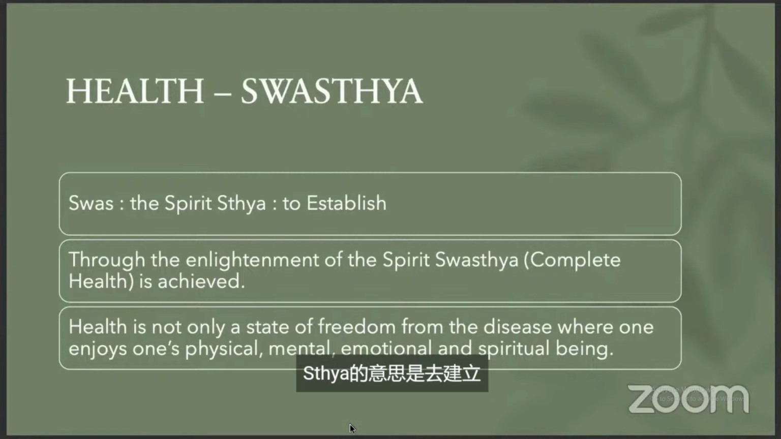And stha means to establish. Sthita, sthapita, that means to establish. To establish the spirit is called swasthya. But what to establish is to establish our attention on our spirit is called swasthya. So through the enlightenment of the spirit, we can achieve swasthya.